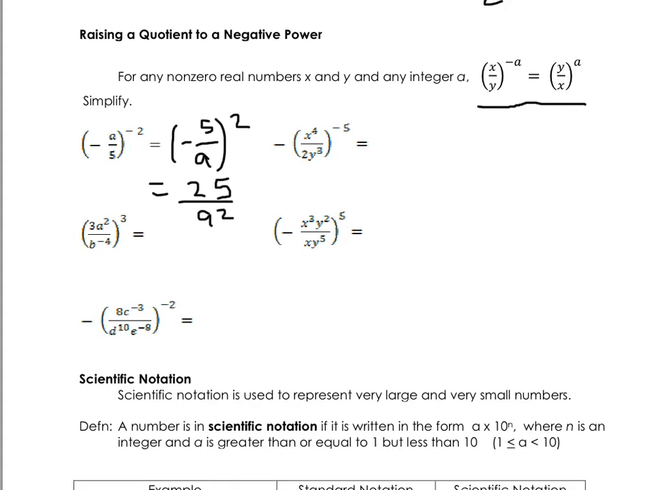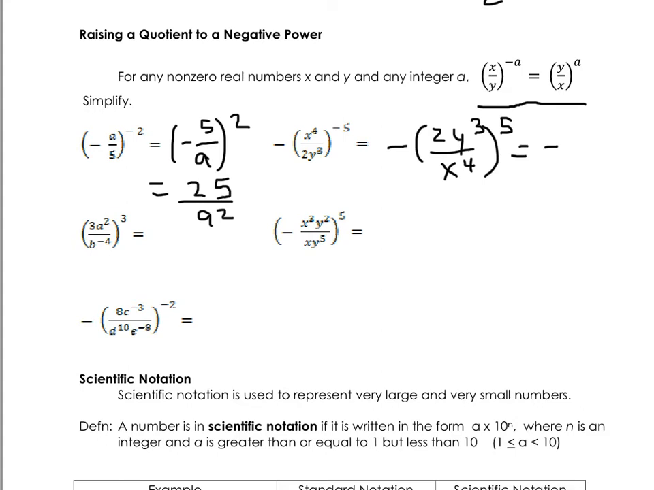Here, our next example, the negative is out front. It is waiting to make our answer negative. So let's figure out what that negative exponent is doing to our fraction. It's going to flip that fraction. 2y to the 3rd over x to the 4th. And then that is being raised to the 5th power.